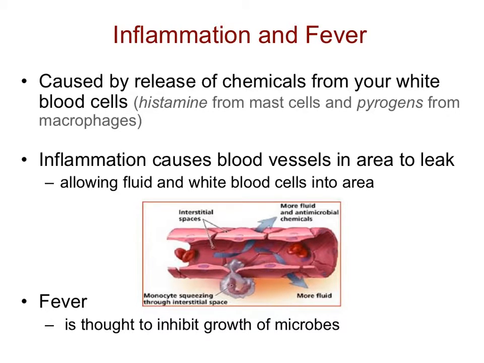Now, our white blood cells, the immune system cells, a lot of what they do, some of them create antibodies, but others release chemicals, histamines and various other things that cause blood vessels to leak into an infected area. And that causes inflammation, and that also causes a whole bunch of immune cells to congregate on that area. And then fever is thought to inhibit the growth of microbes. So there's some pretty good evidence in some cases.